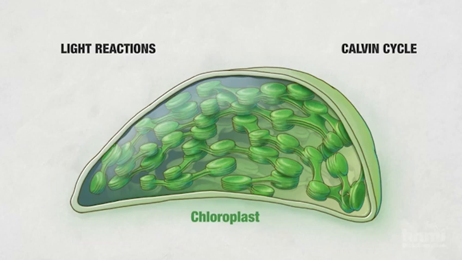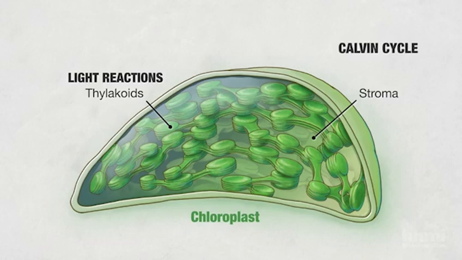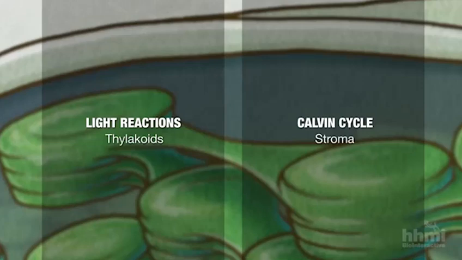Chloroplasts contain stacks of membrane-lined discs called thylakoids, surrounded by a watery clear fluid called stroma. The light reactions are carried out by molecules in the thylakoid membranes, and the Calvin cycle reactions by molecules in the stroma. Let's explore these regions and their functions in more detail.